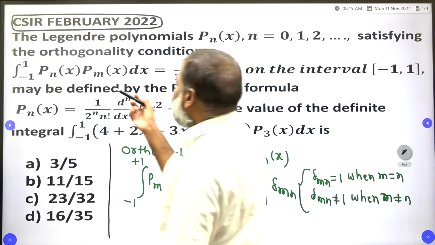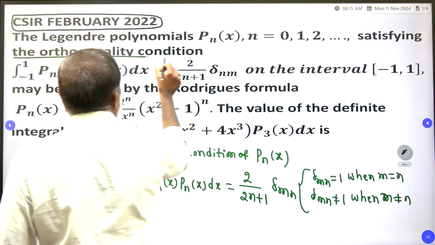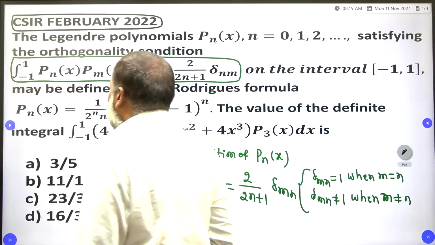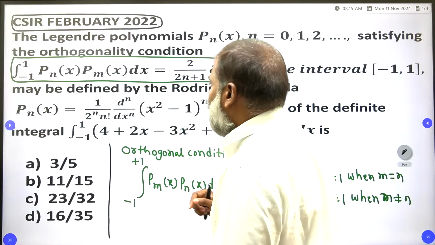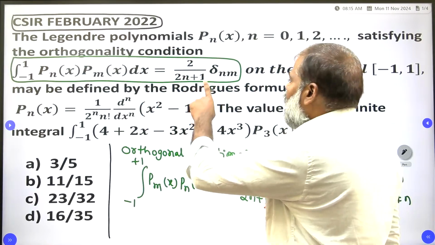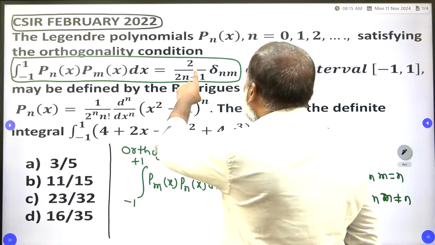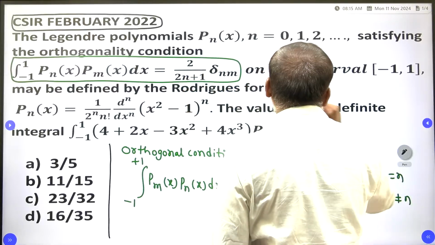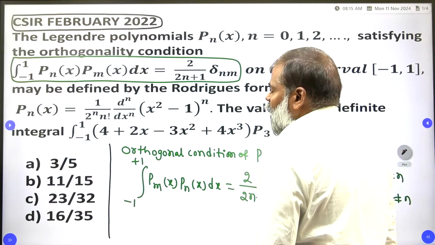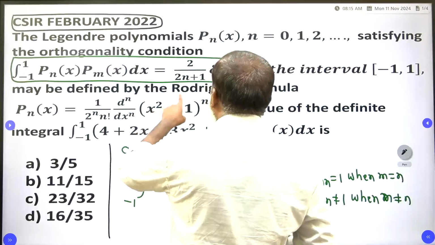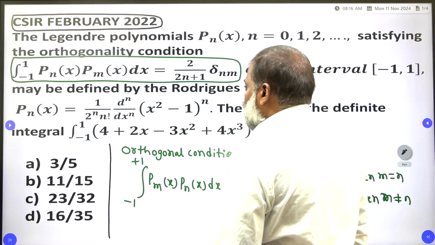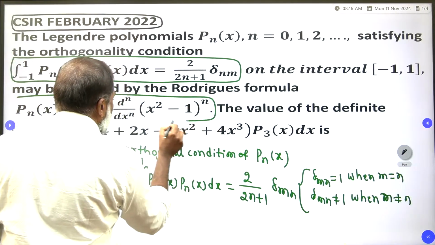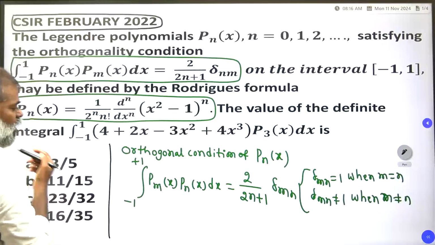They gave the orthogonal condition in the question itself. So what is that orthogonal condition? Integral from minus 1 to plus 1 of Pn of x into Pm of x into dx is equal to 2 by 2n plus 1 Kronecker delta m comma n on the interval minus 1 comma plus 1, may be defined by the Rodrigues formula. So what is the Rodrigues formula? That Rodrigues formula also they gave. Two formulas they are giving.